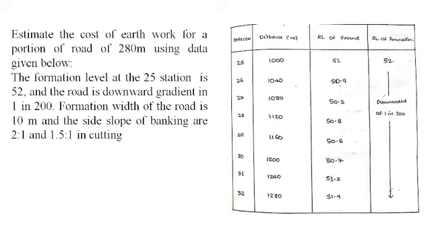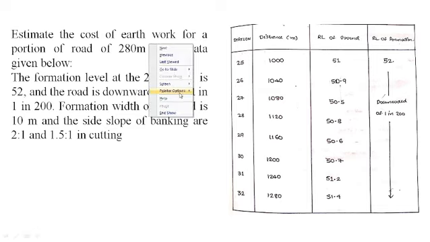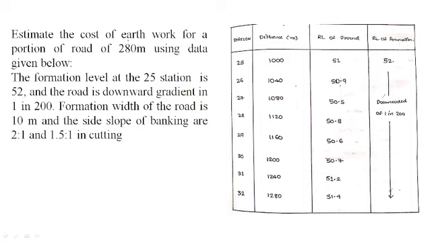The question is on your screen. Estimate the cost of earthwork for a portion of road of 280 meters using the data given below. What is the data given to us? First of all, highlight this: the length of the road is given to us, 280 meters. The formation level at the 25th station is 52. As you can see, this is our 25th station, and the formation level is 52.